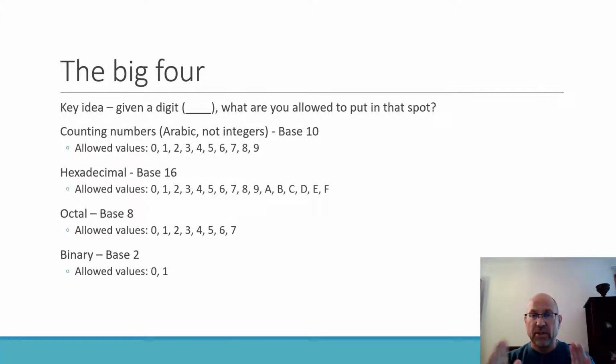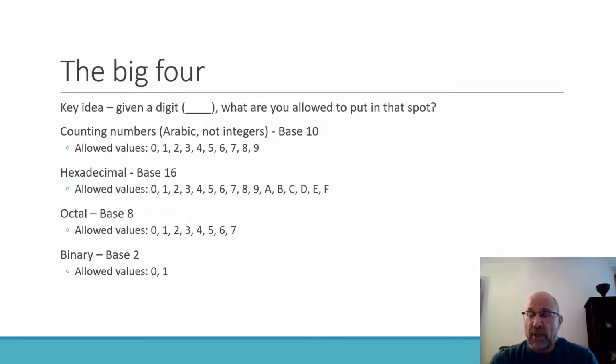All right, so here's the central component, right? We've got a digit of some kind. And there's a certain number of values that you can put in that digit or in that particular spot. Each number system has a different set of values that you can put in that spot. So with counting numbers, every single digit that you write down will always have a value that ranges from 0 to 9. You can't use any other value in one digit.